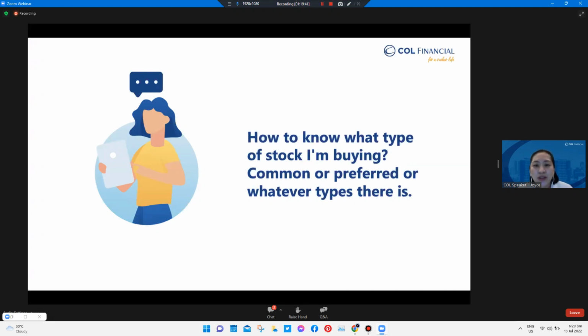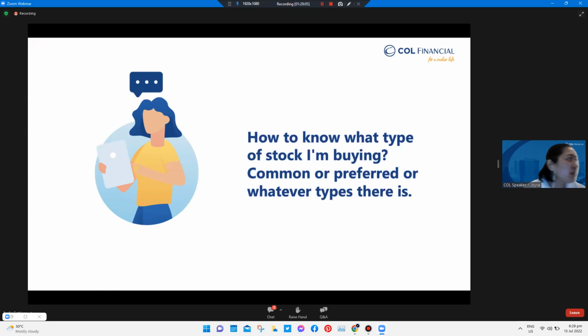Next question: how do I know what type of stock I'm buying, common or preferred? There are different types of shares, but if it just says the company name, like BDO or BPI, these are all common. The majority of the shares in the market are common shares. You know you're buying preferred if the name on that stock says preferred share.